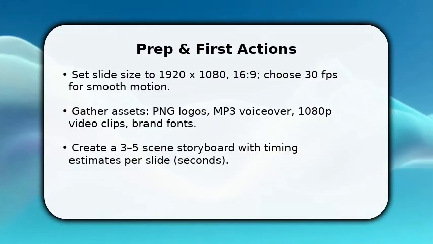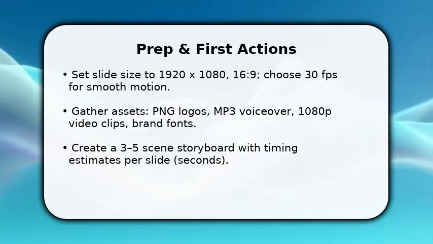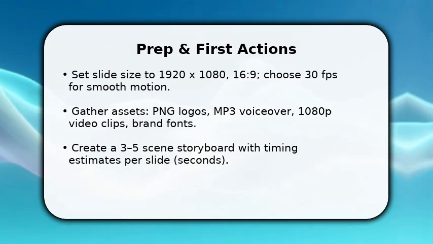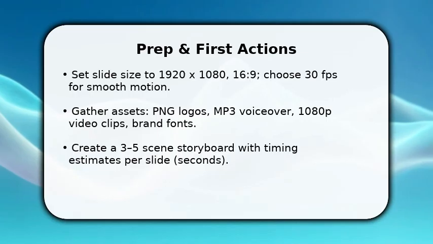You begin by locking resolution and assets so nothing breaks later. Set your slide size to 1920 by 1080 and choose 30 frames per second. This ensures crisp video output.